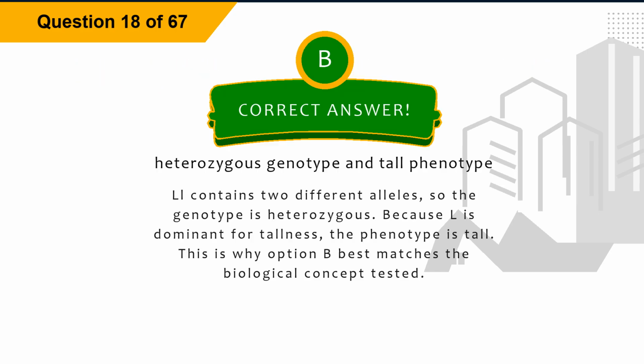The correct answer is option B, heterozygous genotype and tall phenotype. Explanation. Ll contains 2 different alleles, so the genotype is heterozygous. Because L is dominant for tallness, the phenotype is tall. This is why option B best matches the biological concept tested.